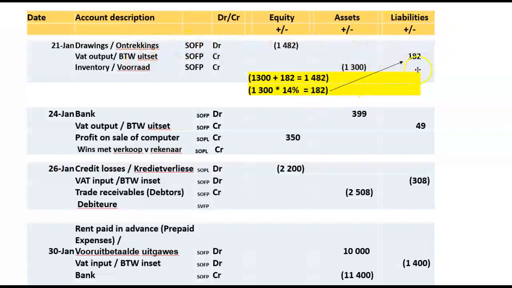The sum total of these two is going to be the value of our drawings. So we're going to debit drawings with 1482. Please note statement of financial position. Equity is going to reduce with 1482. Assets is going to reduce with 1,300 and liabilities is going to increase with 182 Rand.